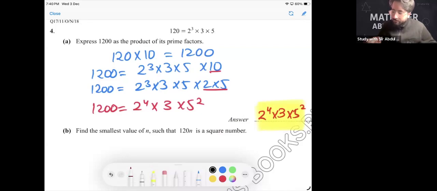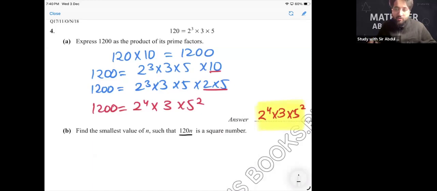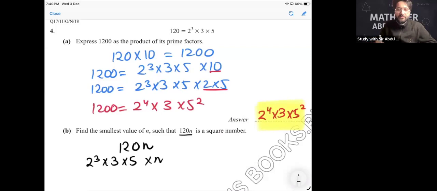Again, you can see that, Shireen, find the smallest value of n such that 120n is a square number. Remember that. Agree? 120n is a square number. So guys, 120n is square. So in place of 120, I'm writing the prime factorization which is given to me in the question. Any problem, guys, or not? Yep.